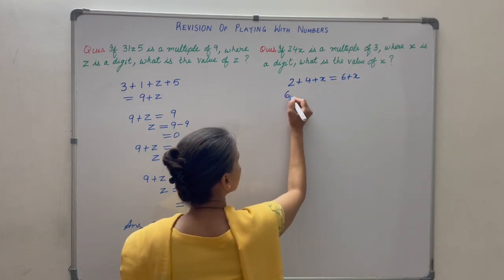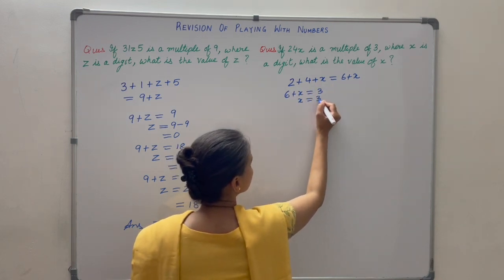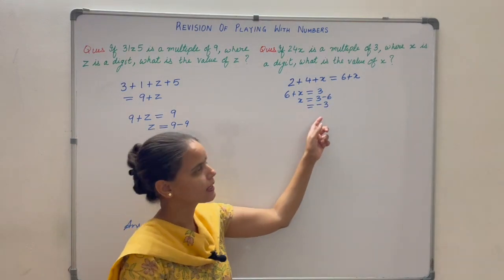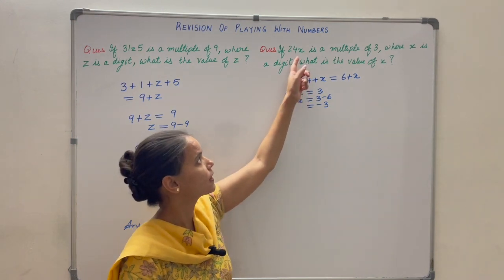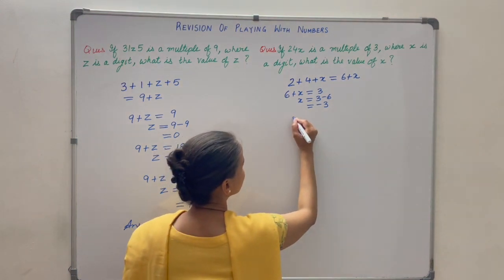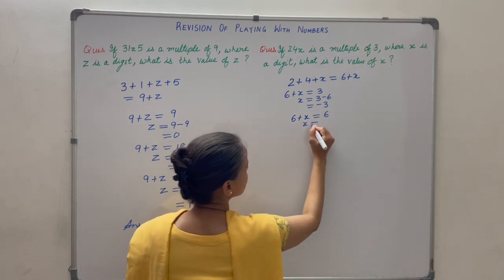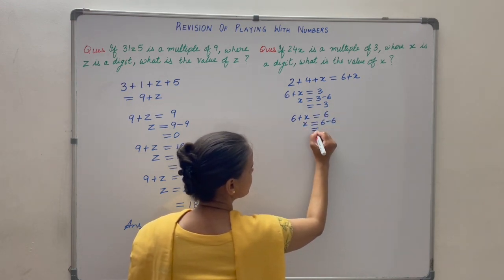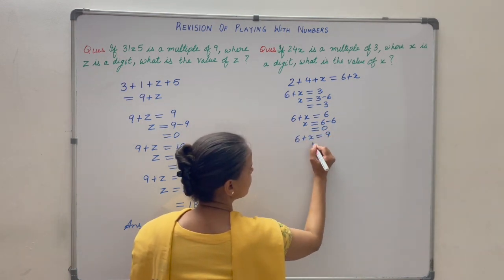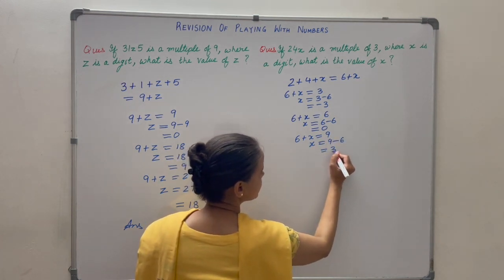So what is the first multiple of 3? It is 3. So x is equal to 3 minus 6. So that is minus 3. Can x take minus 3? No. X can take only whole numbers. The next multiple of 3 is 6. So 6 plus x is equal to 6. X is equal to 6 minus 6. That is equal to 0. Next multiple of 3 is 9. X is equal to 9 minus 6. That is equal to 3.